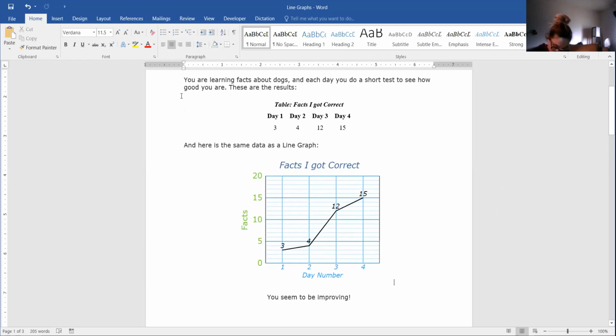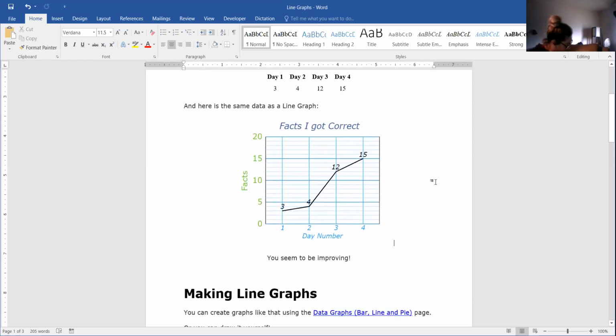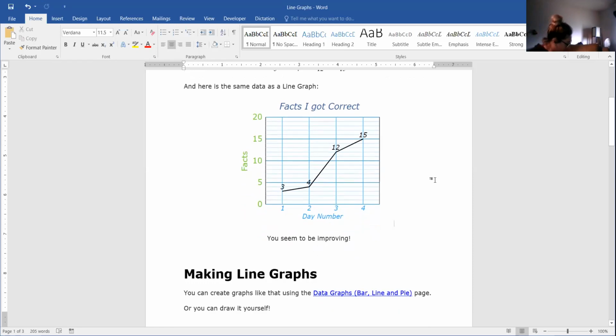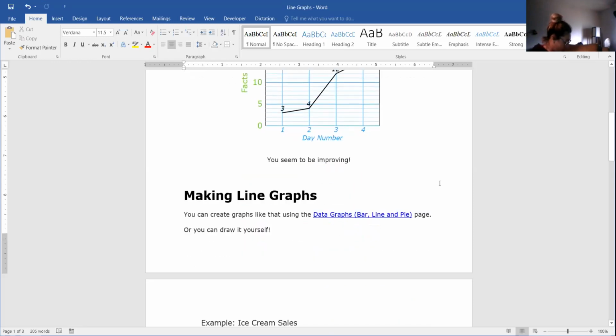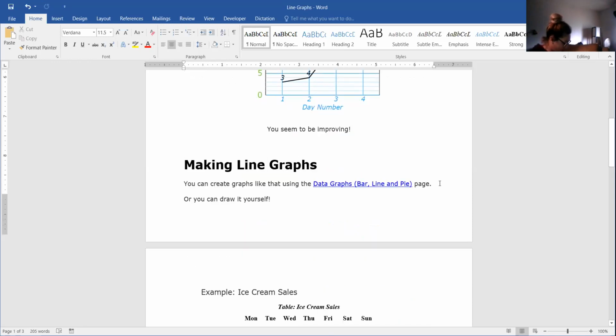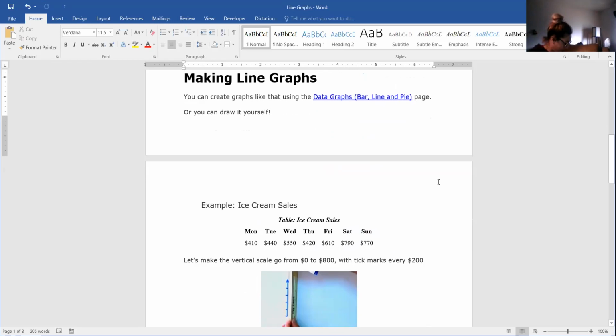What you're seeing here in this very simple example is facts that someone is learning about their dog, maybe. So they learn a few, and then a lot, and then some more. And you can see that over time, you're accumulating more information. This is a rather simplistic example, but if you were looking at this, you'd say, yeah, I'm learning.